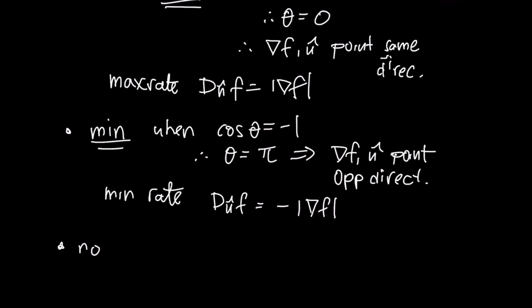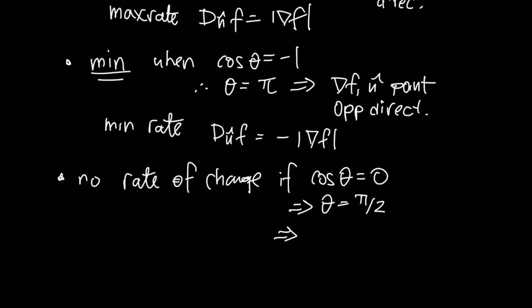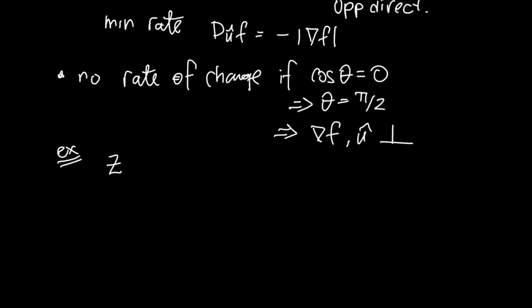And you will have no rate of change if this cosine of the angle between them is 0. And that tells you that the angle has to be pi over 2, which then tells you that the gradient and this unit vector have to be orthogonal to each other. We are going to visualize this with an example.